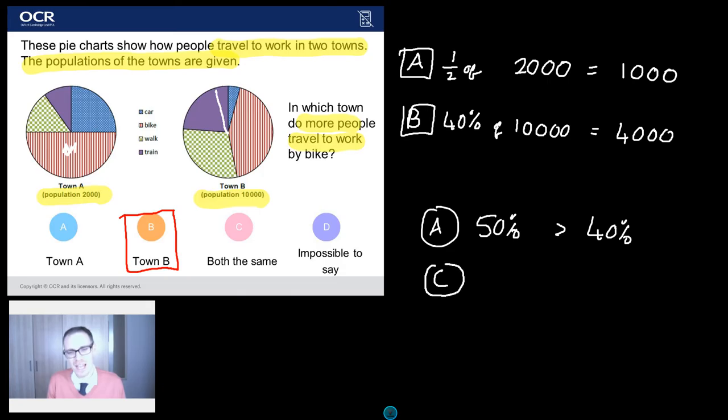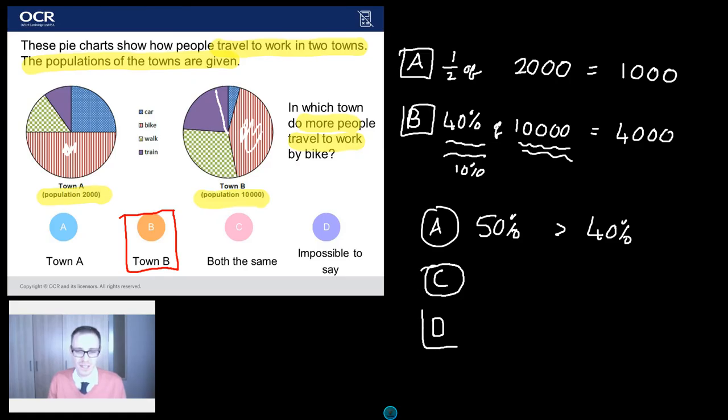Why might they say both the same? Well, this is a bit unlucky. I reckon this is students who are taking the populations into account and saying, all right, there's a bigger proportion in town A, but there's a smaller population. And in town B, there's a smaller proportion, but a bigger population, so they balance each other out. But you've got to weigh up your proportions. There's no doubt there's 10,000 people in town B. So what would it need to be as a percent to be both the same? Well, I think it's going to need to be 10%. And there's no way on earth that that red stripy bit in town B takes up 10%. No chance. So it can't be both the same.